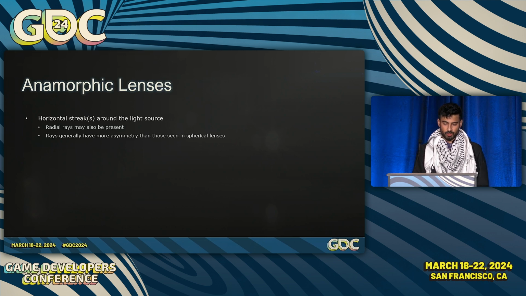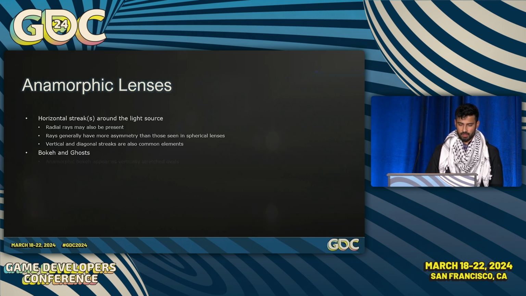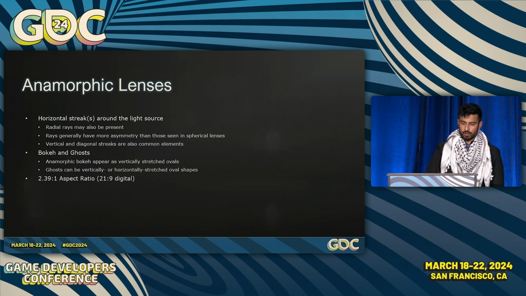Anamorphic lenses also produce vertically stretched, oval-shaped bokeh for anything that's out of focus. However, the ghosts that we see in anamorphic flares can be vertically or horizontally stretched oval shapes. And another quirk of anamorphic lenses is that they produce an aspect ratio of 2.39 by 1, which is standardized as 21 by 9 for the digital format.